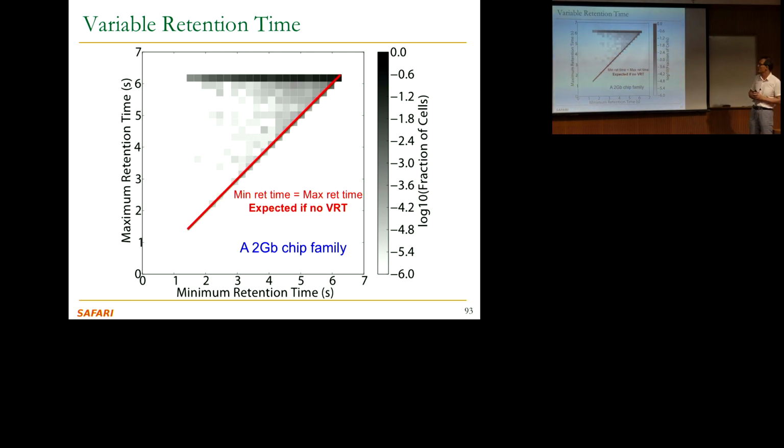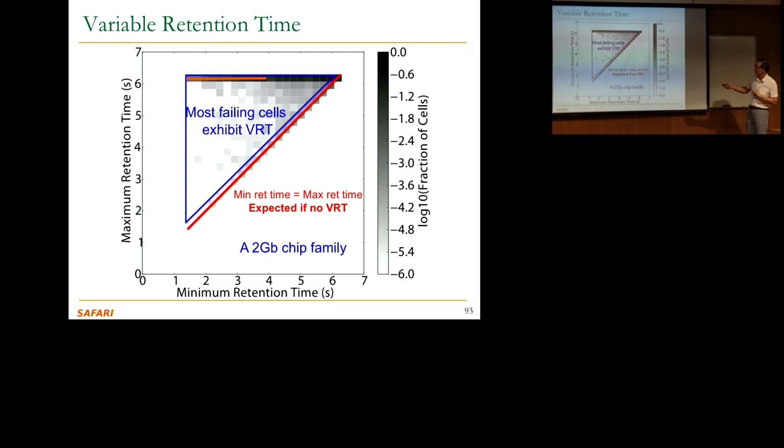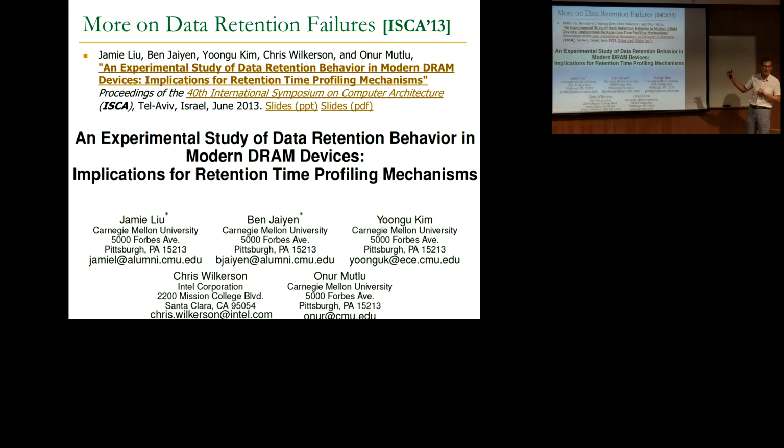Basically, this is expected if there's no VRT. Minimum retention time should be equal to the maximum retention time. Of course, there would be heterogeneity across the cells, so some cells would have lower retention times, some cells would have higher retention times over here. And again, this is capped at 6.1 because that's the longest we test. But most of the cells actually exhibit variable retention time, as you can see. A lot of them are over here, meaning that many failing cells jump from a very high retention time, which is the maximum retention time over here. They don't fail over here. But the minimum retention time is actually very low for them, which means that this phenomenon is affecting many, many cells. And this paper has a lot more detailed results on this.